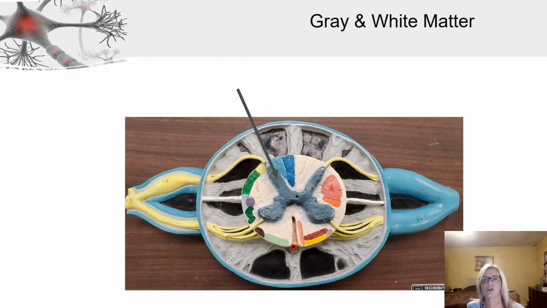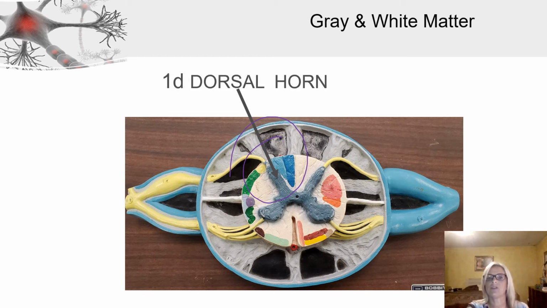So sensory neurons, we're going to learn, come in through the dorsal horn, all right? I remember dorsal by thinking about a shark or dolphin has a dorsal fin. And so the dorsal fin, or the dorsal horn, is going to be this one, okay? And so you have two dorsal horns. And remember, the dorsal horn contains the cell bodies of sensory neurons. So the senses are going to enter in through here.